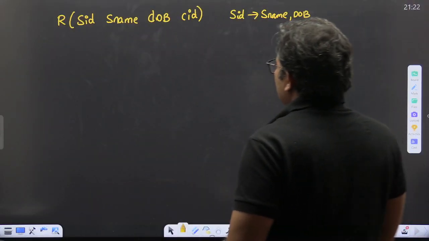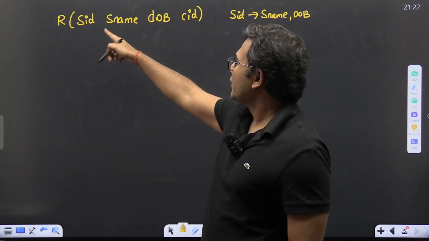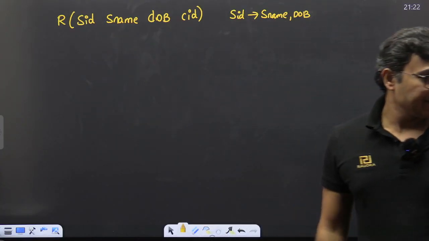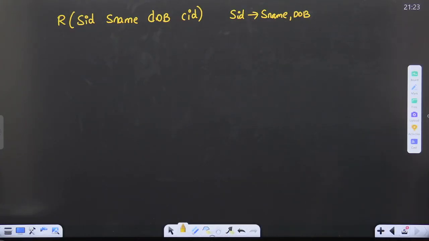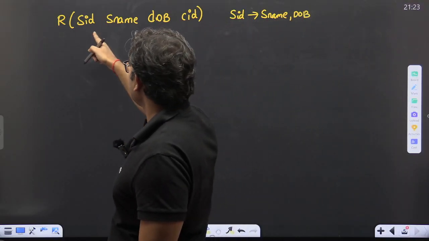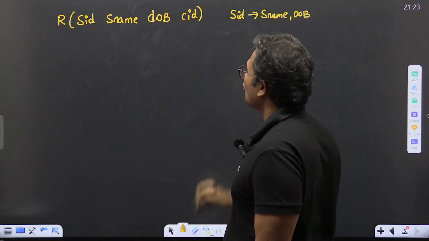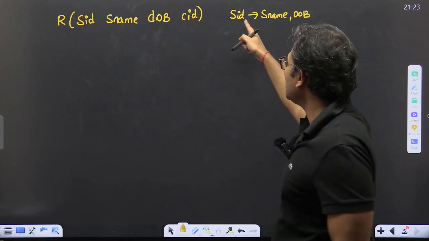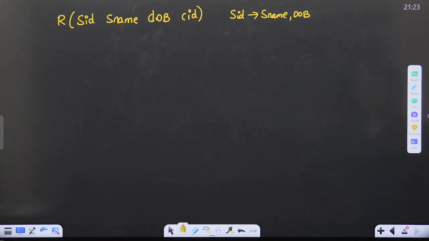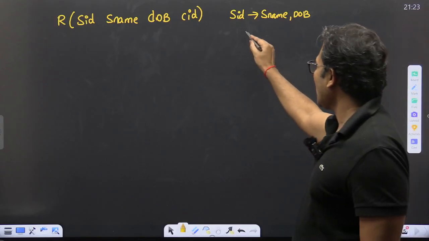So let's take this example. There is a relation R, a table R, where it has attributes SID, SNAME, date of birth and course ID. And the functional dependency given is SID determines SNAME and date of birth, right? Now first find out the candidate key.